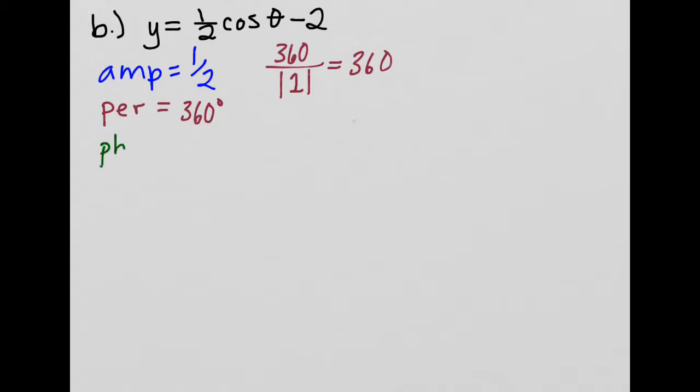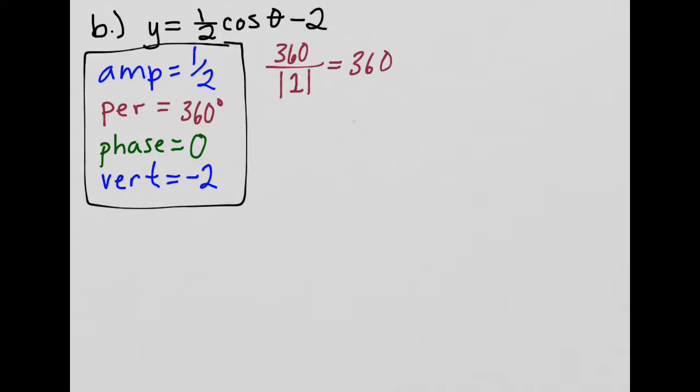Let's do our phase shift. Now the phase shift again comes from what's inside the parentheses with the trig function. There are no parentheses, so that just tells us that it's theta. So there is no number there, so that means it's just 0. So we're actually not moving this to the right or to the left in this case. And then our vertical shift is going to be the number at the very end, which in this case is -2. So for this trig graph, we're going to be moving the entire graph down 2 units. Alright, so there's our information there that we're going to use to graph the function.